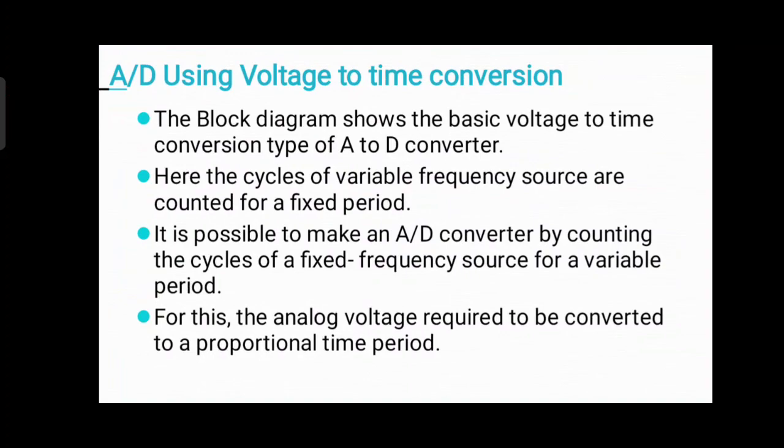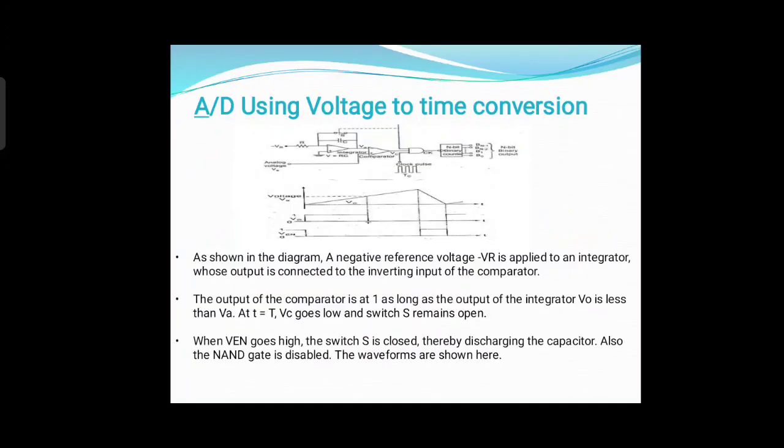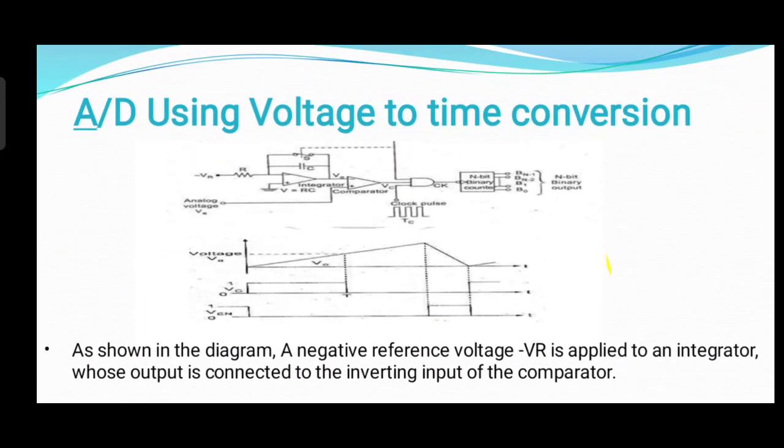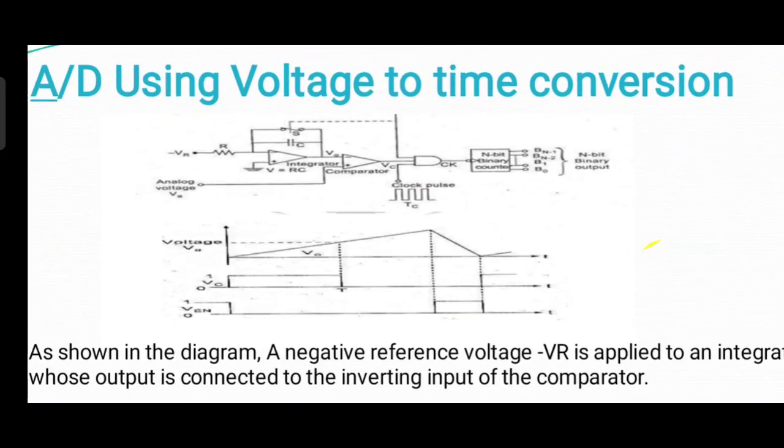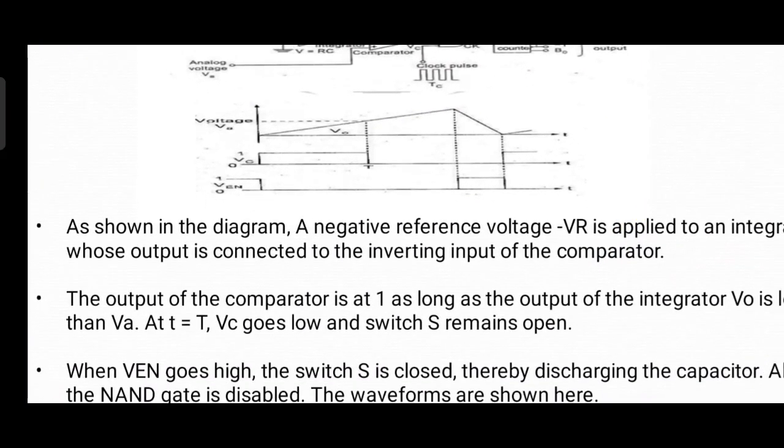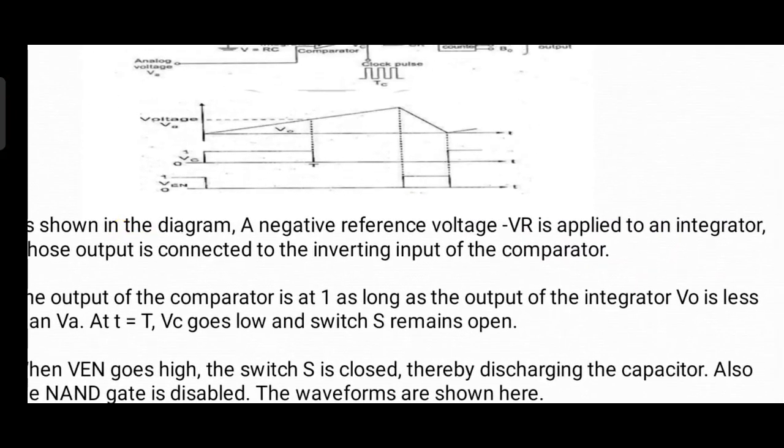This is the block diagram. As shown in the diagram, the negative reference voltage minus VR is applied to the integrator, whose output is connected to the inverting input of the comparator. The output of the comparator is one as long as the output of the integrator VO is below the input. So when VO goes high, the switch S is closed.